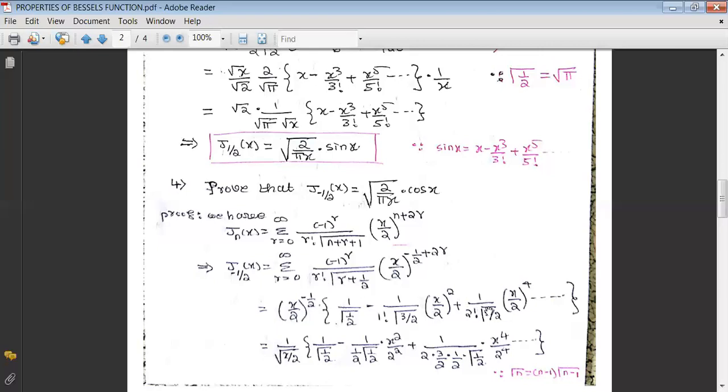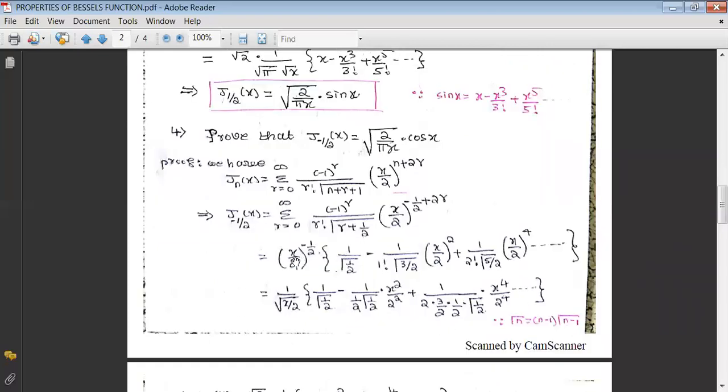Once you take r equal to 2, this becomes 5 by 2, and that is x by 2 raised to 4, and so on. Again, we can apply the same rule we stated in the above example, that gamma n can be written as n minus 1 into gamma n minus 1. Now let us apply this to gamma 3 by 2 and gamma 5 by 2.